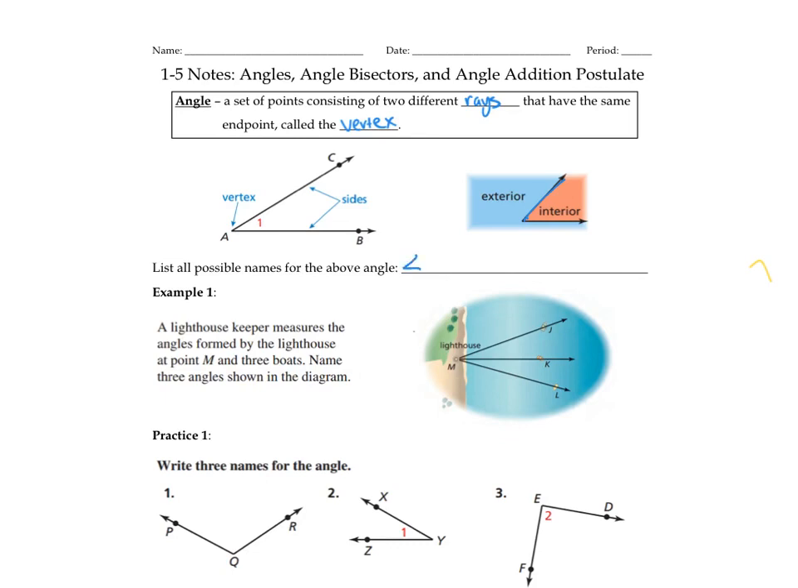You could either call it angle A, you could call it angle 1, you could call it angle CAB, where A is in the middle because that's where your vertex is. Or you could say BAC. You wouldn't be able to say BCA because then you would be talking about a different angle there. So A would have to be in the middle because that is the vertex that you're talking about. So it does have to be either CAB or BAC. It doesn't matter which of those as long as the A is in the middle.